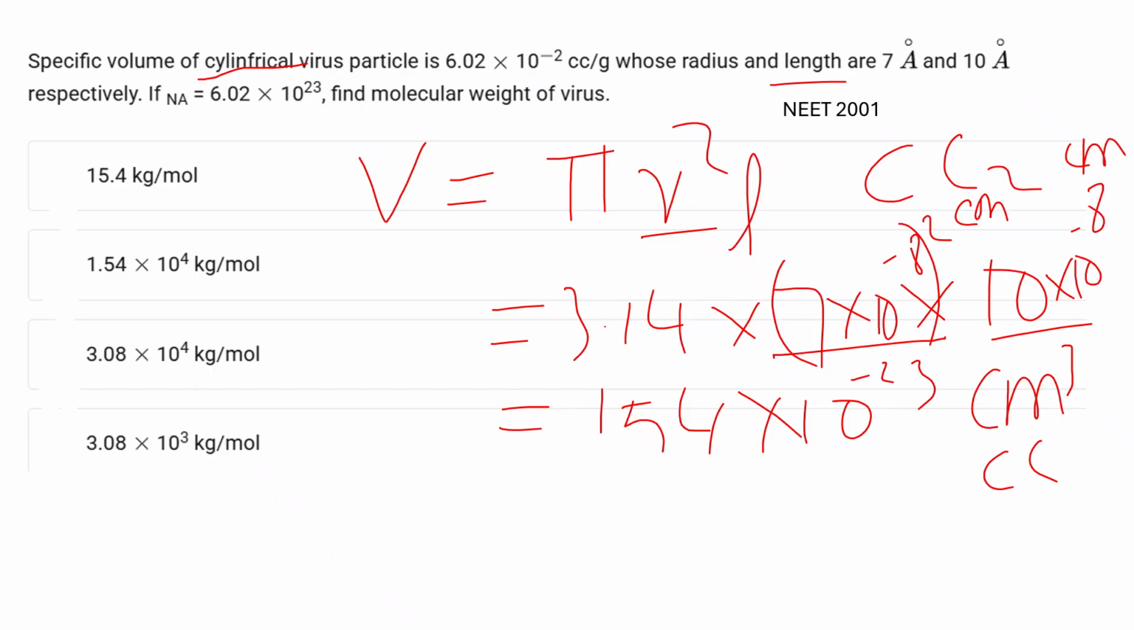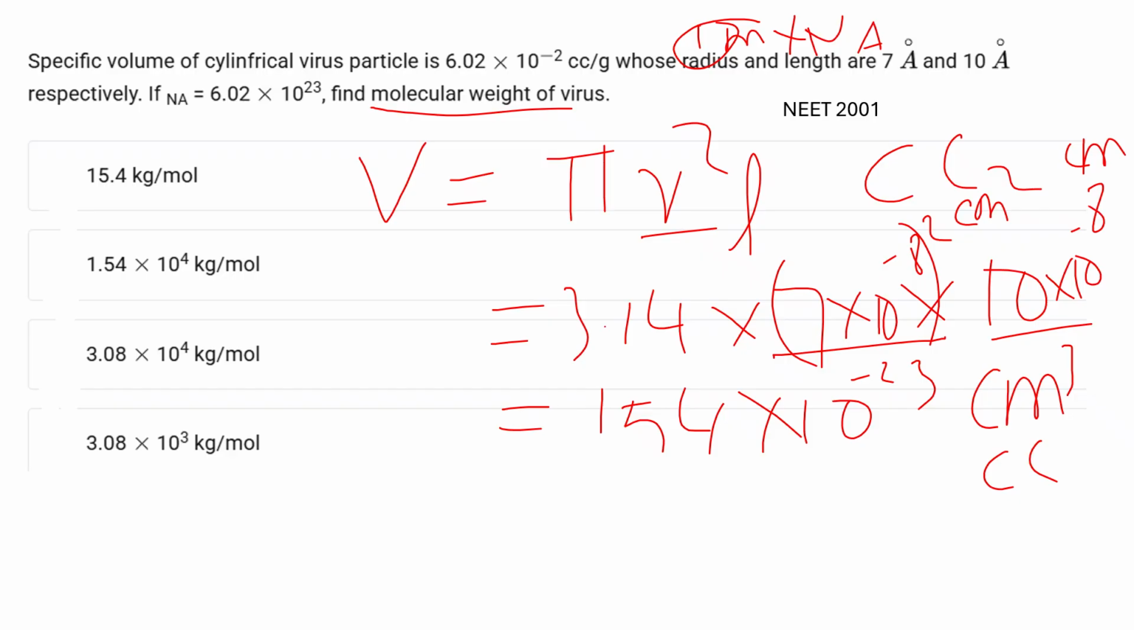If we take the ratio, we can solve it, because what is molecular weight? Molecular weight is nothing but 1 mole multiplied by Avogadro's number, because 1 mole of a substance contains that many molecules. That is the molecular weight of a virus. So we need to find the moles, because molecular weight is nothing but moles into Avogadro's number.